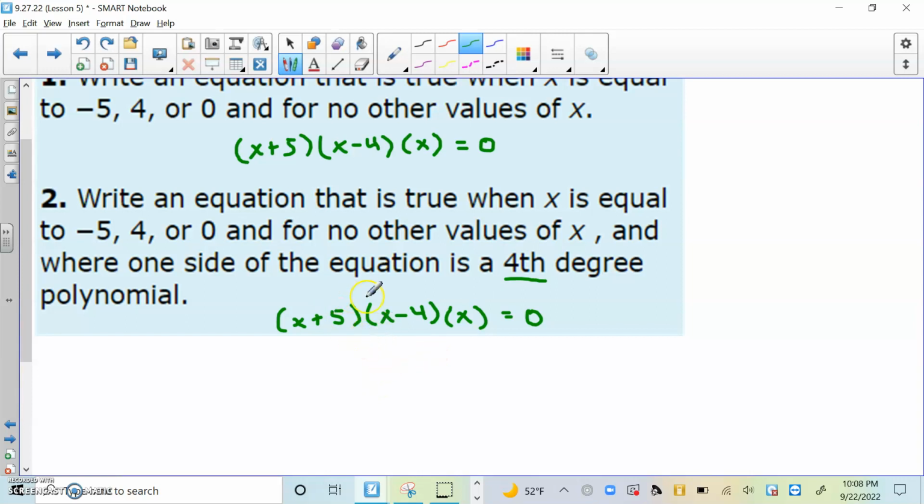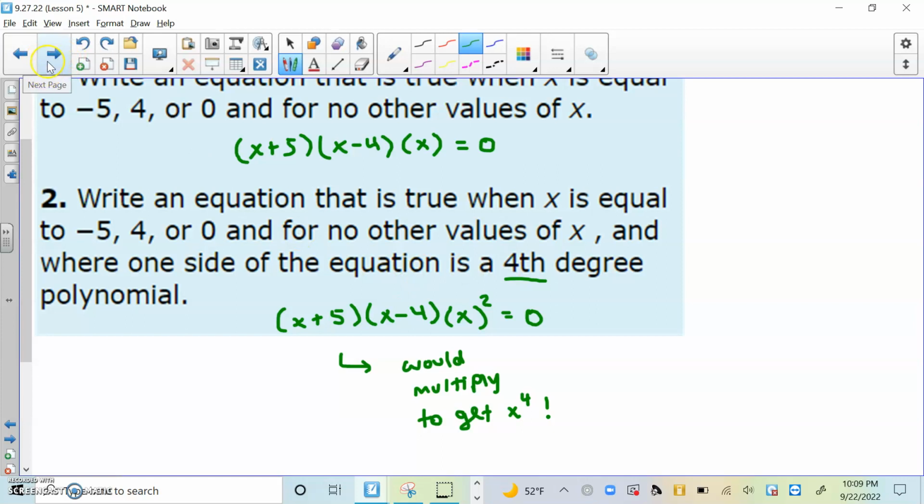So in order to do that, all we have to do is square one of these. I could say, okay, well, let's just square this factor or this one or this one. It doesn't matter which one we squared. Let's square this one because that's where I have the most space. So now x squared times x, that would give us a 4th degree polynomial. Okay, and that's exactly what we wanted.